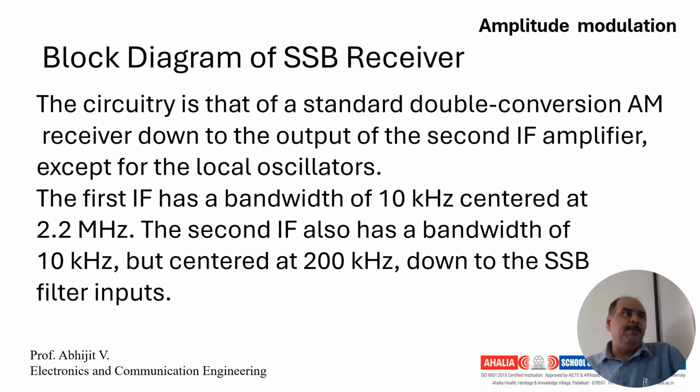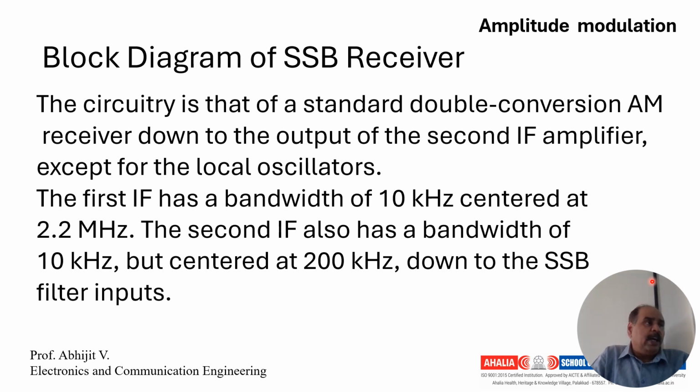Explanation for the block diagram. The SSB circuitry is that of a double conversion amplitude modulated receiver down to the output of the second IF amplifier, except for the use of local oscillators. In the first case, IF is intermediate frequency amplifiers, and in detail we'll study what is IF or intermediate frequency when we deal with frequency modulation.